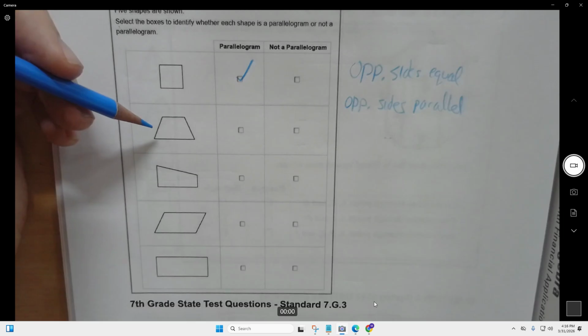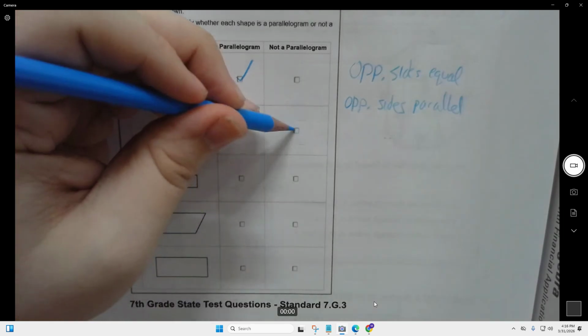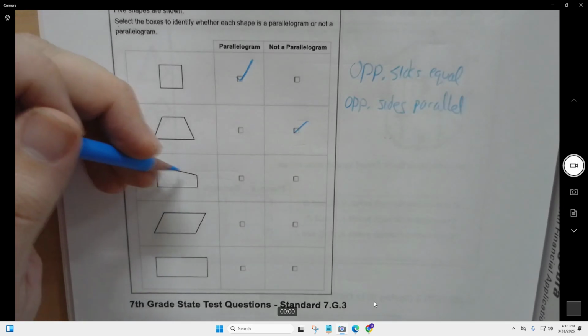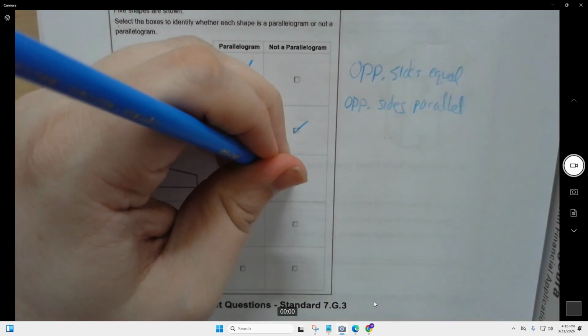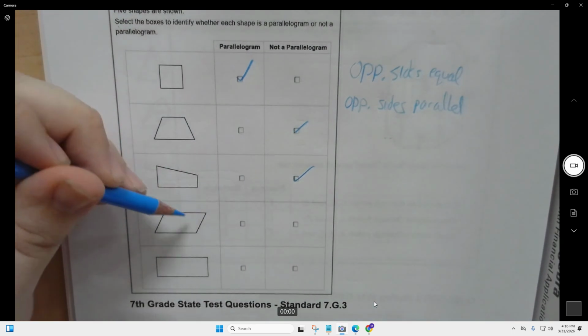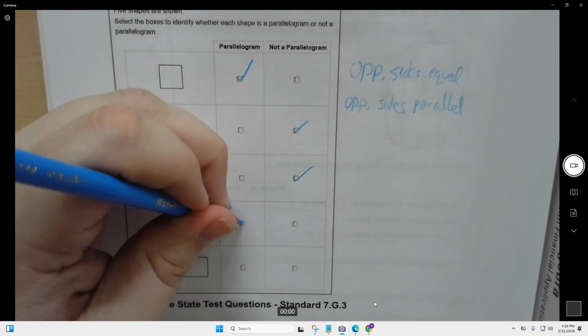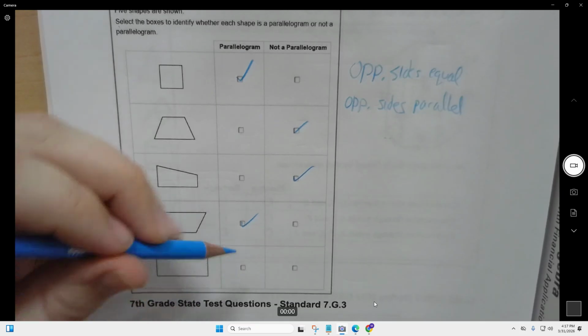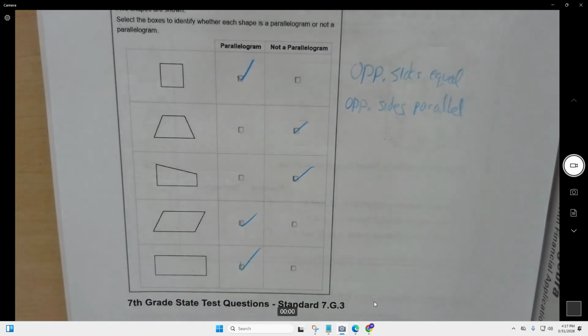Does this follow the rule? No, these are not parallel. Does this follow the rule? No, these two lines are not parallel. Does this follow the rule? Opposite sides equal, opposite sides parallel. Follows the rule. Does this follow the rule? Opposite sides equal, opposite sides parallel. Follows the rule. That's it.